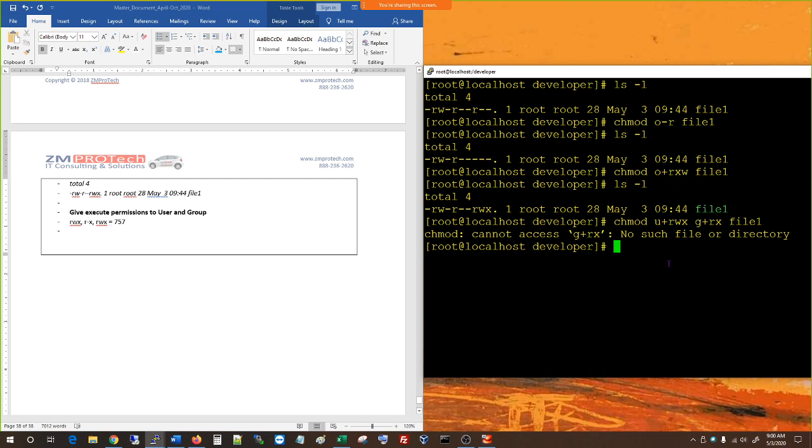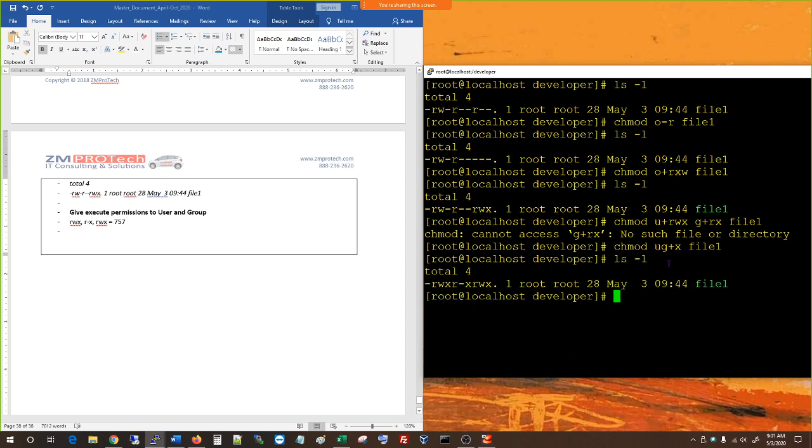So what you could do here is, when you're adding it, you could do this. In this scenario, you're just adding a plus. You do ug+x. You're just adding an execute permission to these two groups. Okay? So this will work. See? You added only the execute permission here and here, and then everything else remained the same.